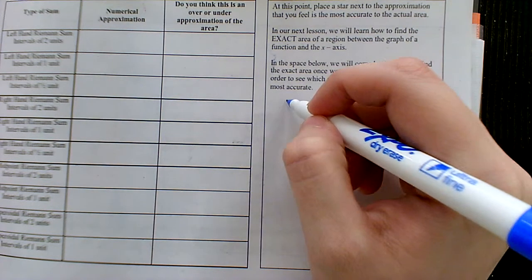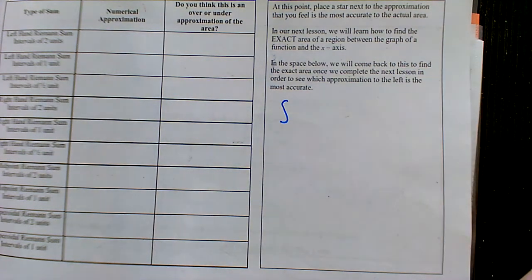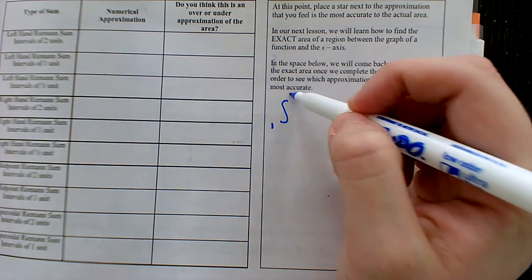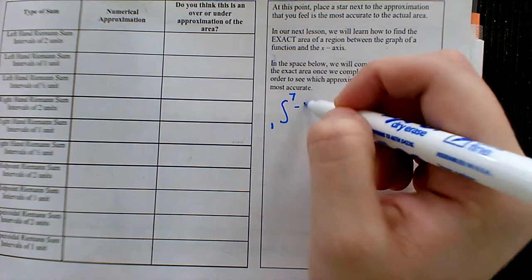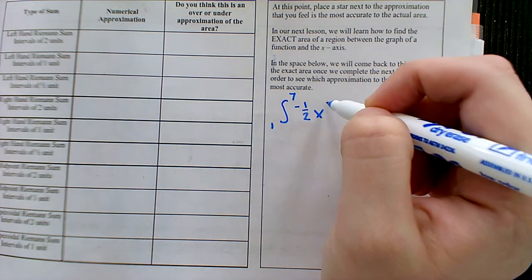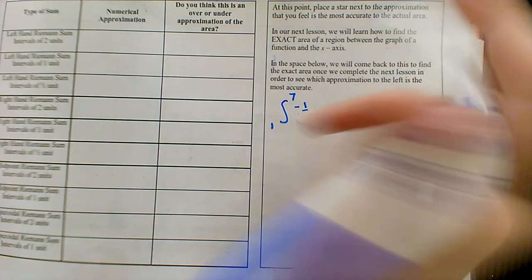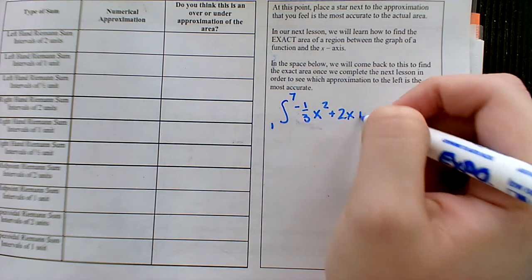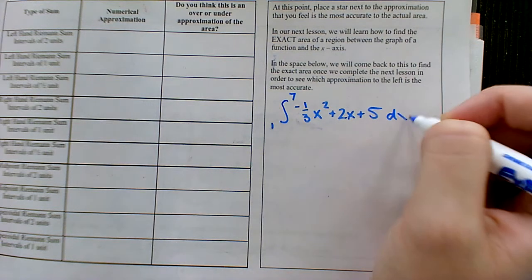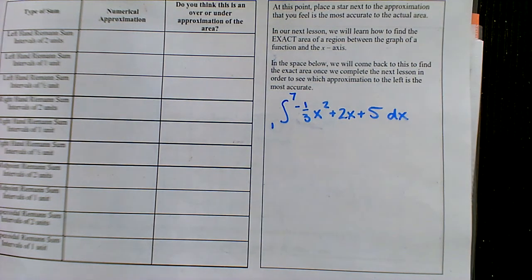So as a refresher, we were trying to calculate the area, I believe, from 1 to 7. So those are the bounds. And the function was negative 1/3 x squared plus 2x plus 5. Okay? Let's try to find the area exactly.